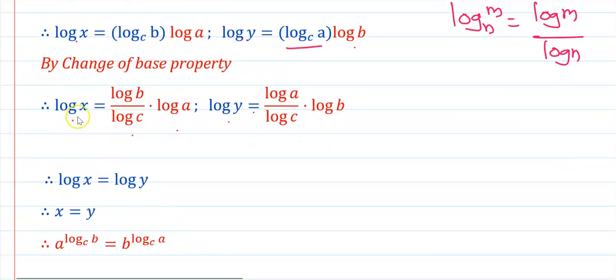Now what is happening here? Log of x means log of b upon log of c into log of a. And log of y means log of b into log of a upon log of c, which is log of a into log of b upon log of c. Which means these two are equal. Which two? Log of x is equal to log of y. As log of x is equal to log of y, it means that x is equal to y. And hence a raised to log of b to the base c is equal to b raised to log of a to the base c, and in this way we have proved it.